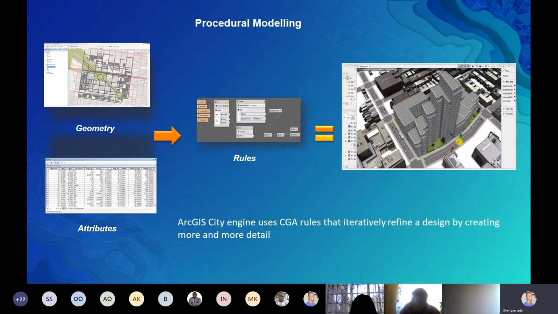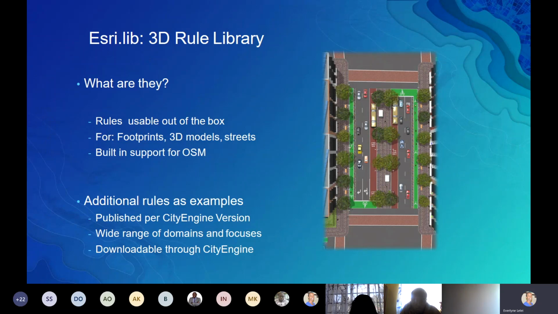So with the geometry and the attributes, then you're able to apply the rules and automatically generate your 3D models. We'll be looking at this. So in terms of the rules, these are mainly rules usable out of the box. So you can use that, which is within the Esri library, or you can actually write your own rules.